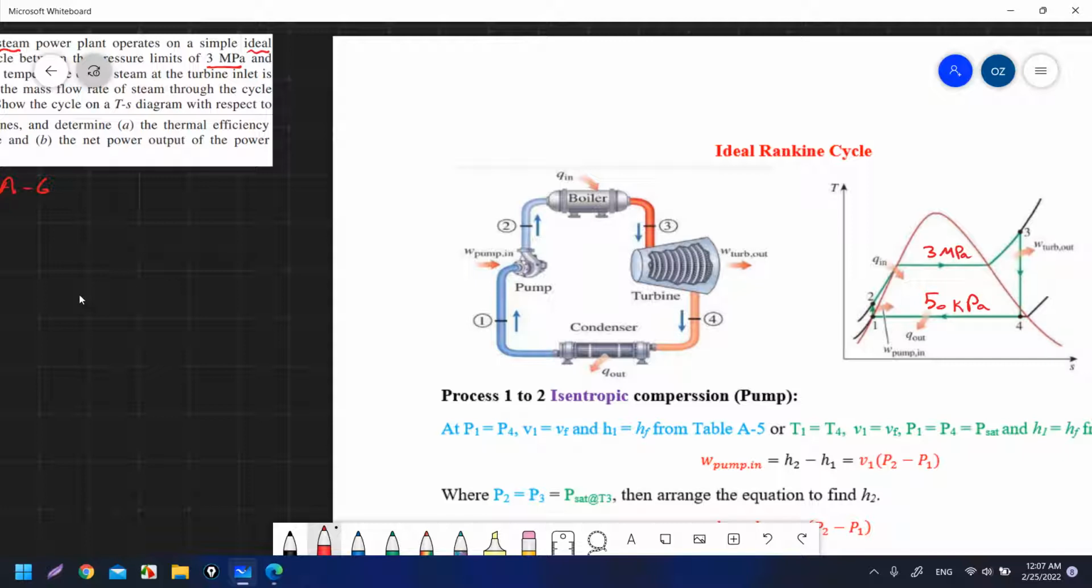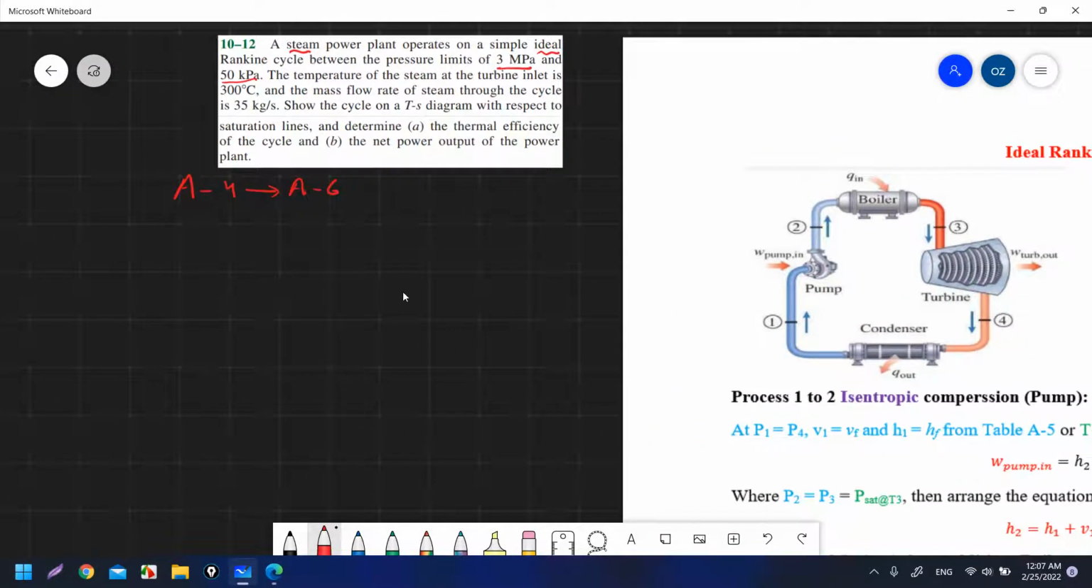Okay. 3 megapascal is the boiler pressure, which is equal to P2 and also equal to P3, because the boiler is between 2 and 3. That is a constant pressure line. The constant pressure line in the TS diagram is like this. Okay, so we have that P2 is equal to P3 and equal to 3 megapascal.